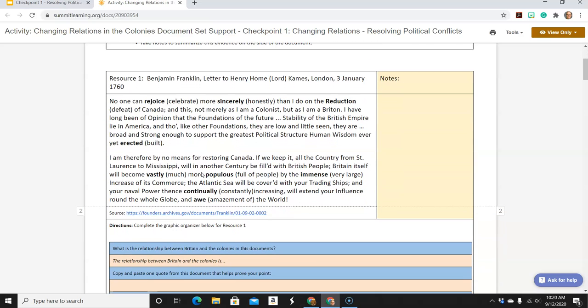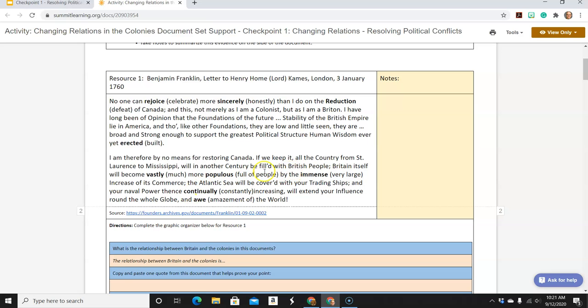So the first one is by Ben Franklin. It's a letter to Henry Home, or Lord Kames. Ben Franklin, I'm going to summarize these things real quick for you, and you do need to read it yourself. He's saying if the colonies start to populate that land on the other side of the Appalachian Mountains, it's going to make the British Empire extremely rich and wealthy. It'll be great for the empire to occupy this land all the way up to the Mississippi River because it would bring great fortune to the British Empire.